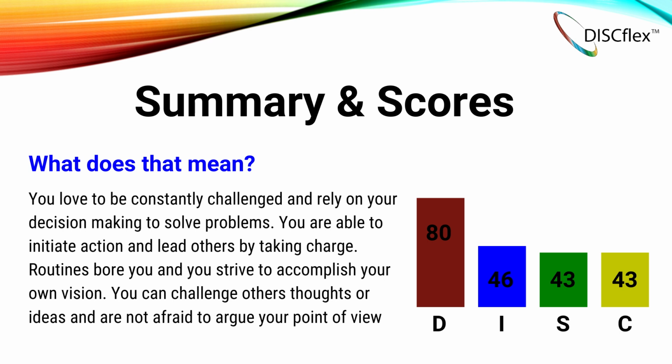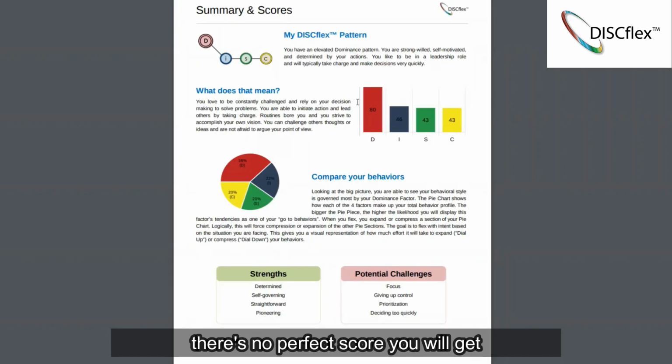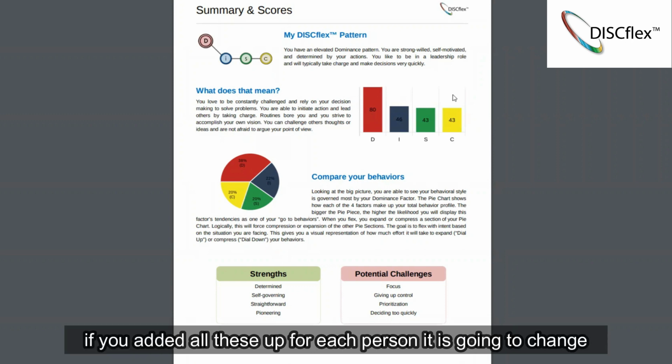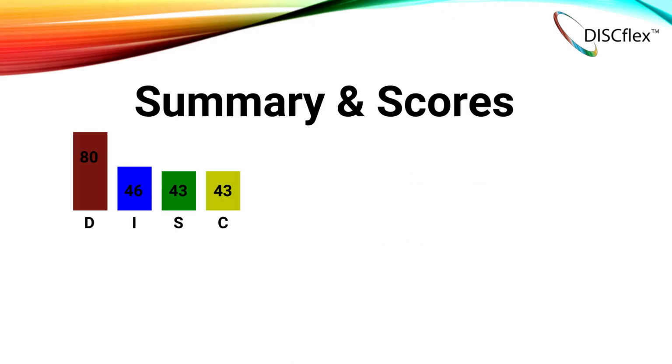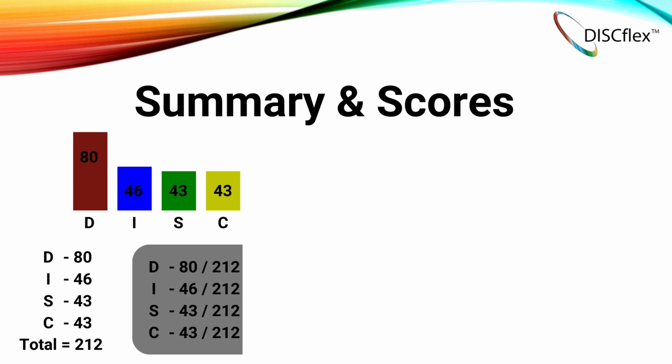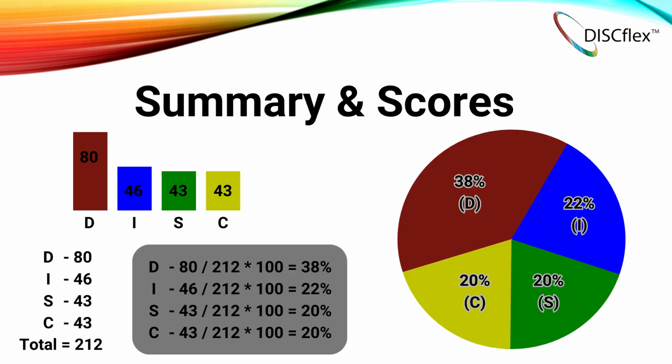Each of these DISC factors are scored from 0 to 100 independently. So there's no perfect score you will get. If you added all these up for each person, it is going to change from person to person what their total score is. But when you total it up and divide their score by the total, you'll get the percent to totals, which is going to be the pie chart. So that's the picture of the whole, where we pull everything together and figure out exactly who we are dealing with here.